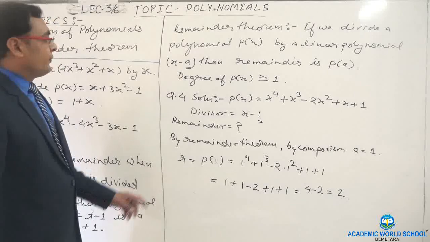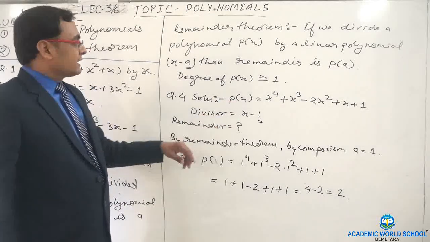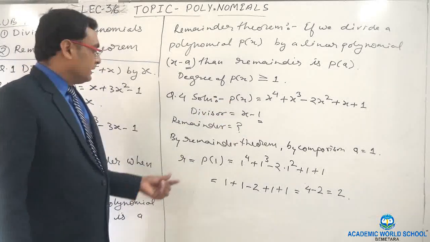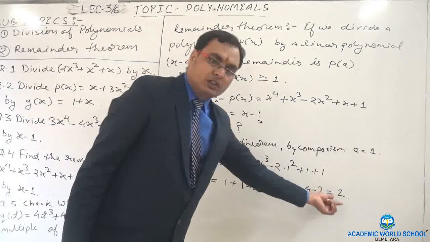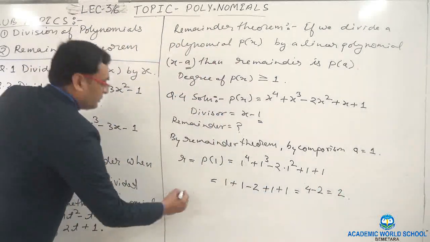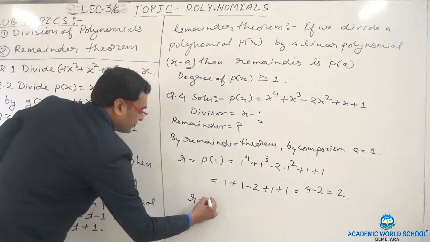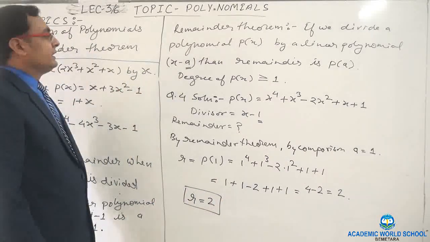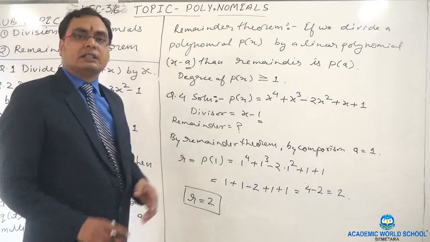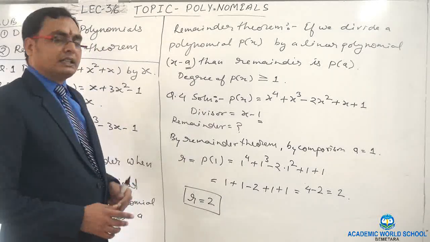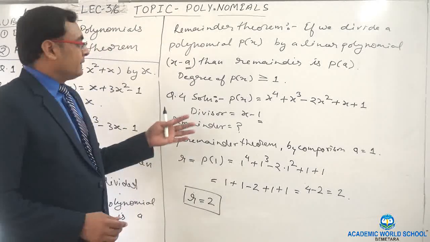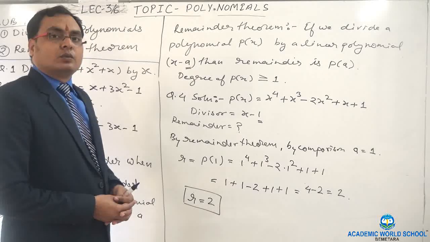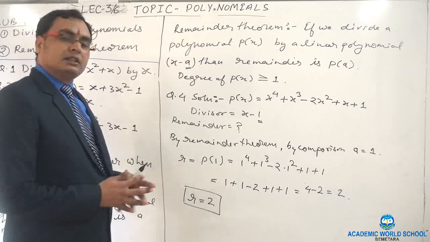So if we divide this polynomial p(x) by the divisor x minus 1, then the remainder r will be equal to 2. So r is equal to 2. This is the remainder when we divide this polynomial p(x) by the linear polynomial x minus 1. So this is the easier method to find the remainder by the remainder theorem.